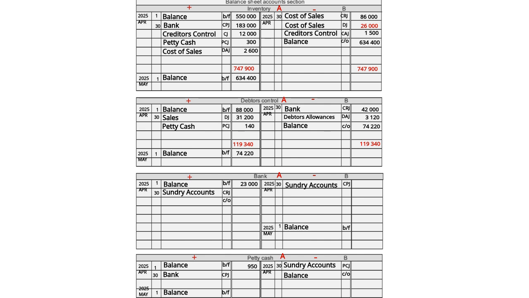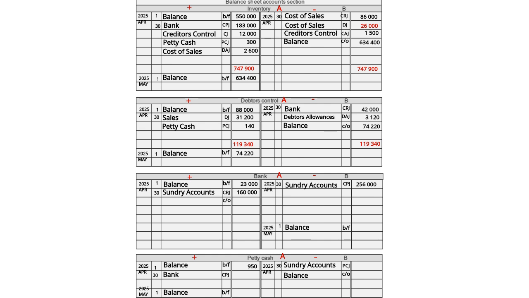Our next ledger account is our bank account. We are starting with an opening bank balance of 23,000 given to us. Then if you go to your total bank CRJ in your cash receipts journal, it is 160,000. Your cash payments journal is 256,000.